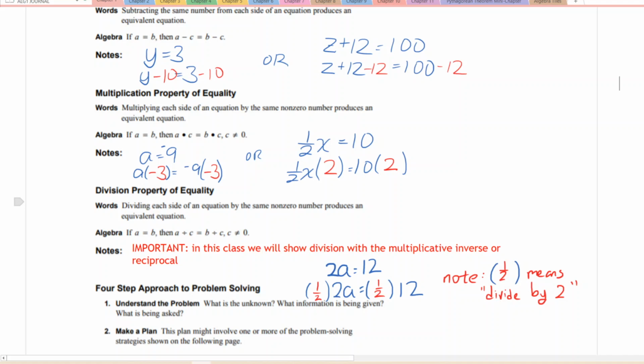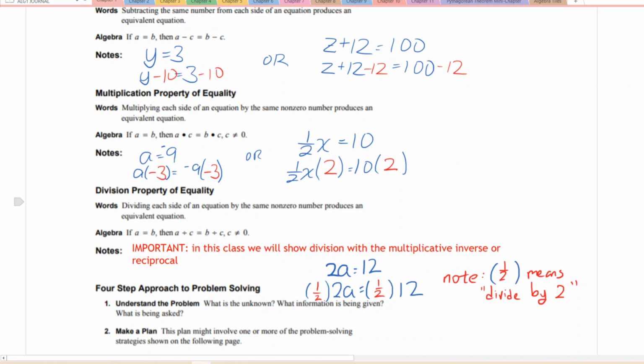We want to start with a difficult equation, like 1/2 x equals 10, and we want to go to an easier equivalent equation. So instead of 1/2 times x, we're going to multiply both sides by 2. So 1/2 x times 2 is equal to 10 times 2. And that would simplify to x equals 20.